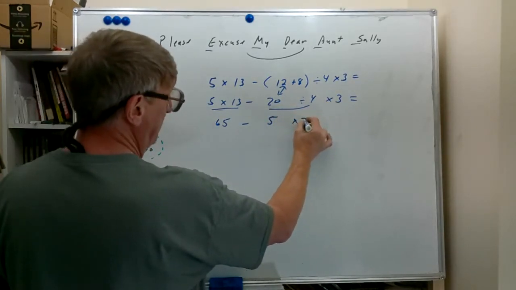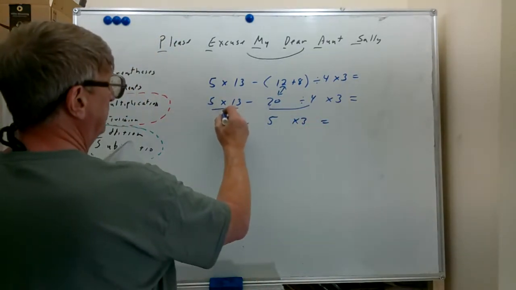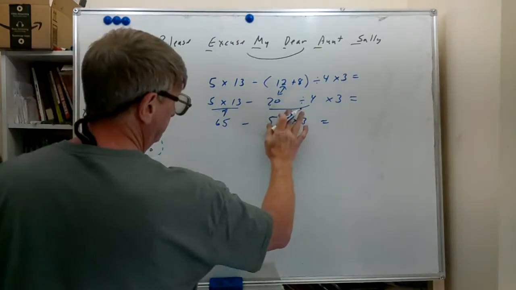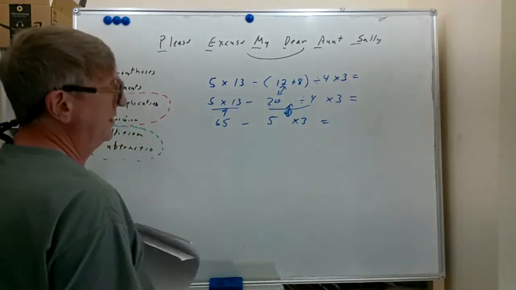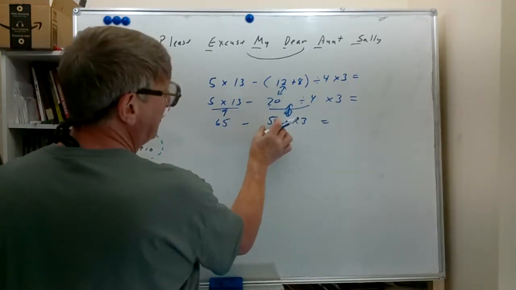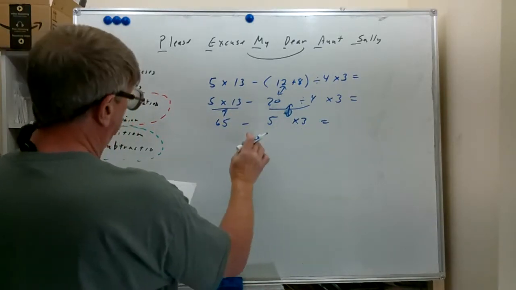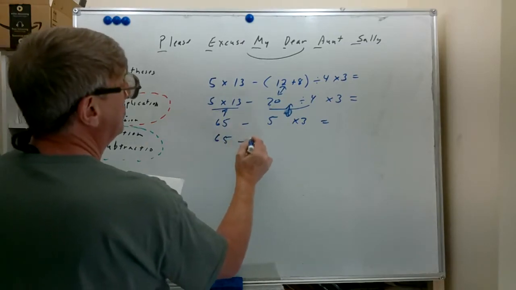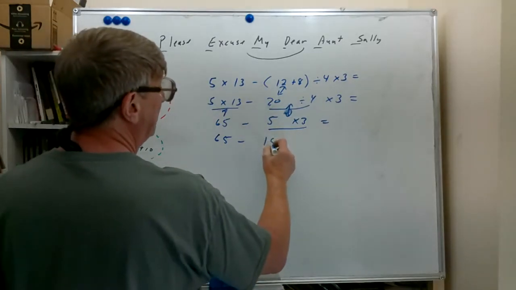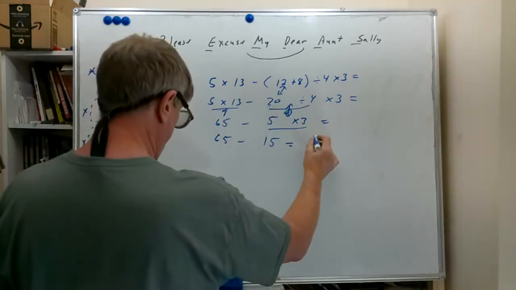We still have the times 3. So we did this first multiplication. We did this division. We haven't done this multiplication yet because we wanted to have this here to work with. So we still have a multiplication, so we don't want to do subtraction. 65 minus, now we want to do this multiplication. 5 times 3, 15. 65 minus 15 equals 50.